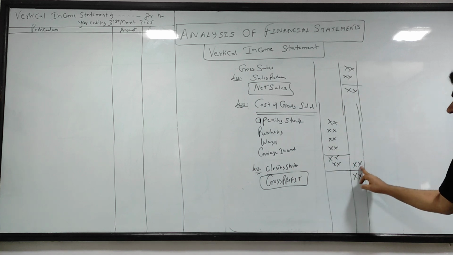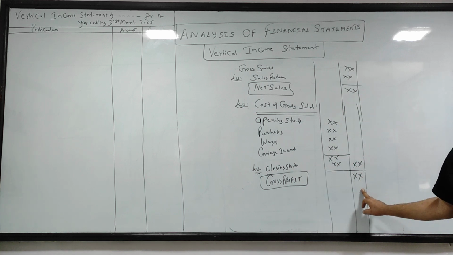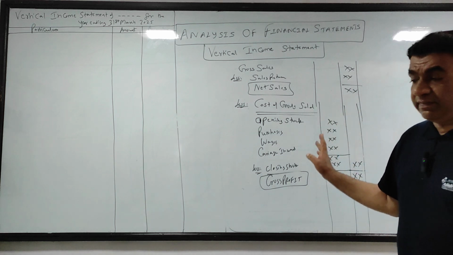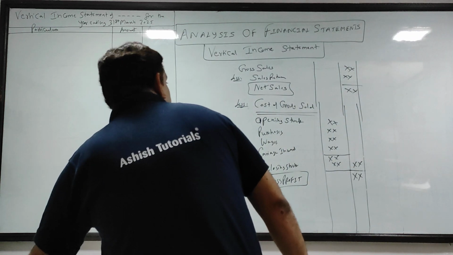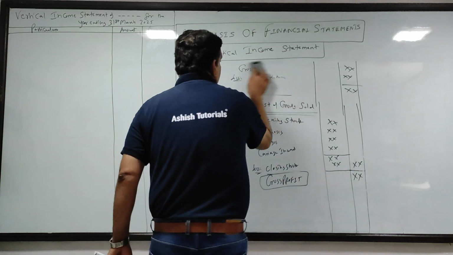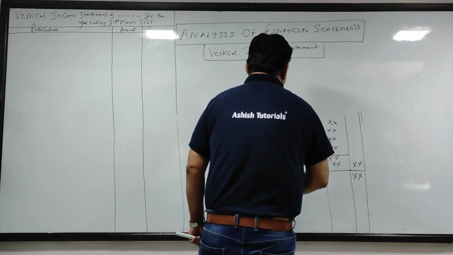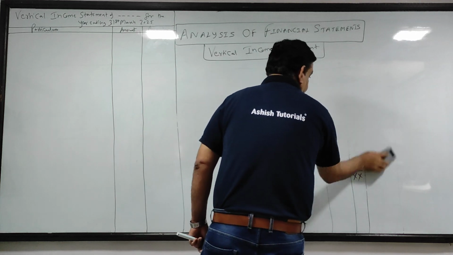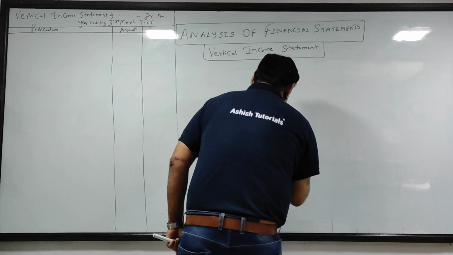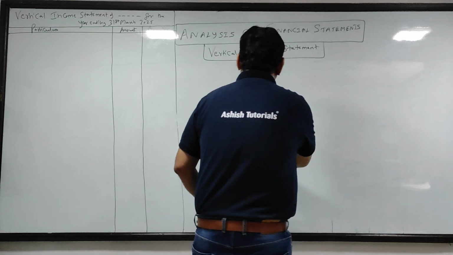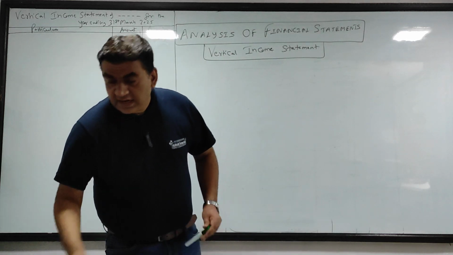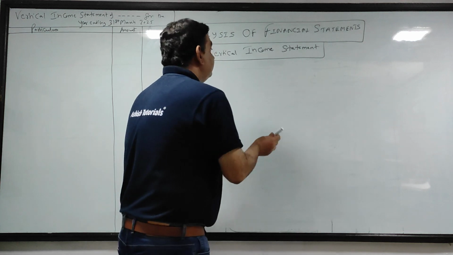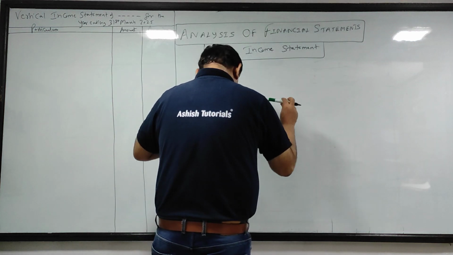Net sales minus cost of goods sold gives you gross profit. Got it? This is the first part. Okay, we got the gross profit. Now I'll continue after the gross profit. Okay, understand this format, and the sum is based on that only.